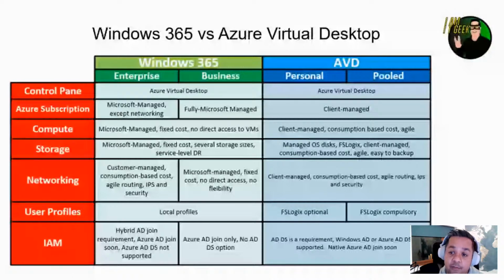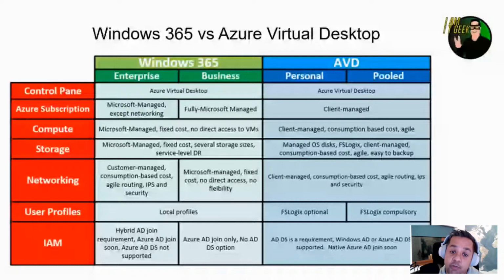With the business version of Windows 365 Cloud PC, it's Microsoft managed again. You can see a theme with the business. Not a lot of access, not a lot of management needed from the client. Fixed cost, no direct access to the network, and no flexibility. It really is just made for small businesses that have maybe 1 or 2 people in their IT team that can't afford that overhead. It's made for those sort of businesses, in my opinion. Move across to AVD networking, client managed, consumption-based costs, very agile, all the routing access. And it's got that same level of security and IPS as well.